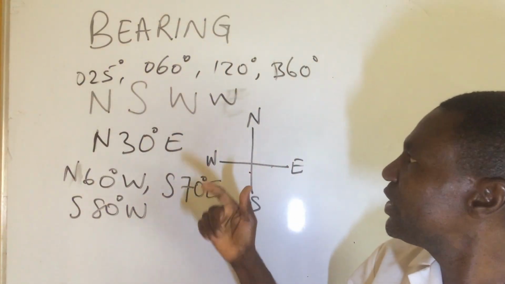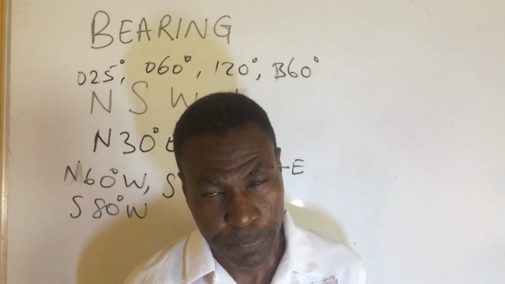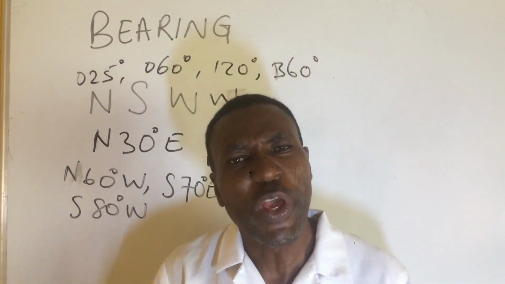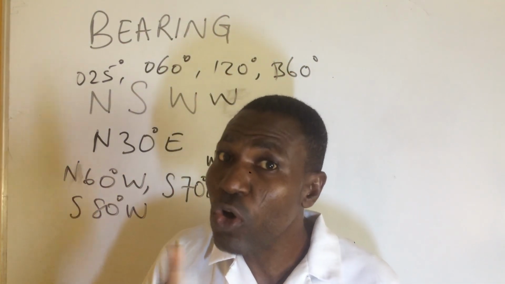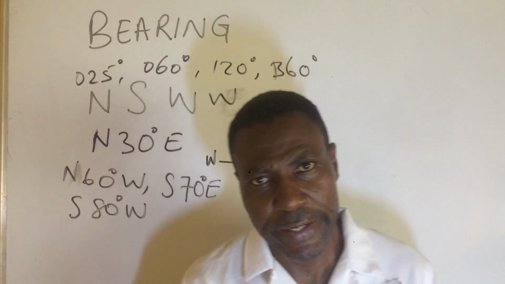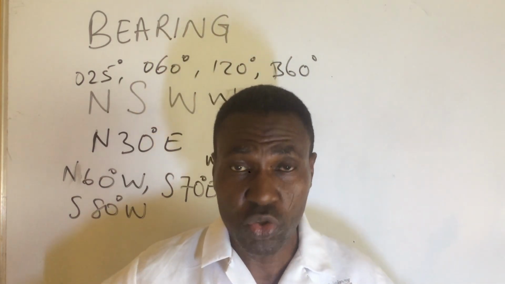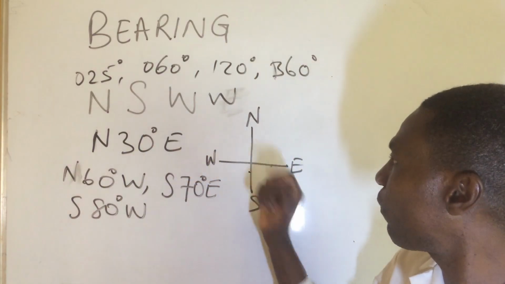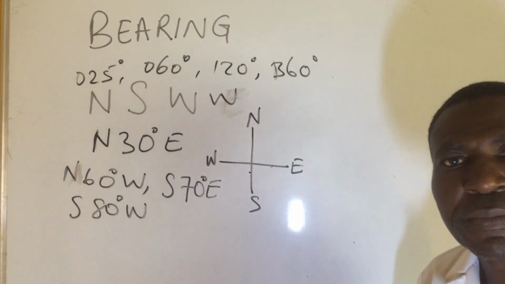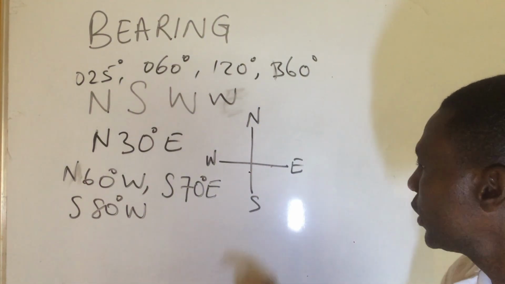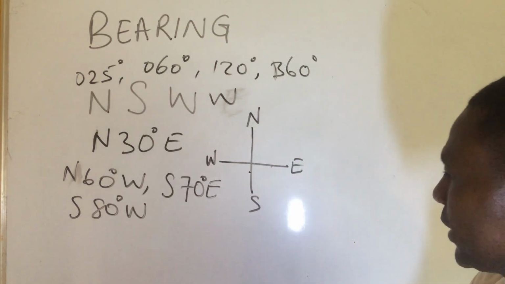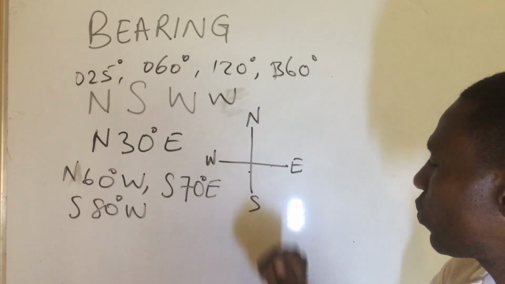Now, in mathematics, we make use of 4 cardinal points. We make use of 4 cardinal points to solve any question or any problem in bearing. Even in everyday life, if you want to locate anywhere in this world, we make use of these 4 cardinal points, which are North Pole, South Pole, East, and West. This one is North, this one is South, this one is East, and this one is West.